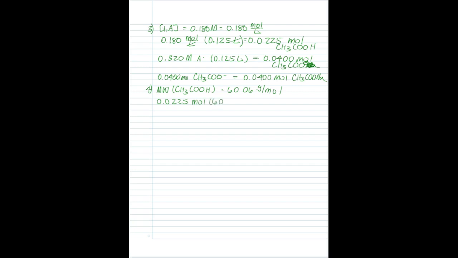So we're going to multiply that by our molar mass, or molecular weight, and we get 1.35 grams of CH3COOH. Now we know we can bring our bottle of acetic acid and go weigh it out, okay? Or use the density to find out how much volume it is if it's a liquid.